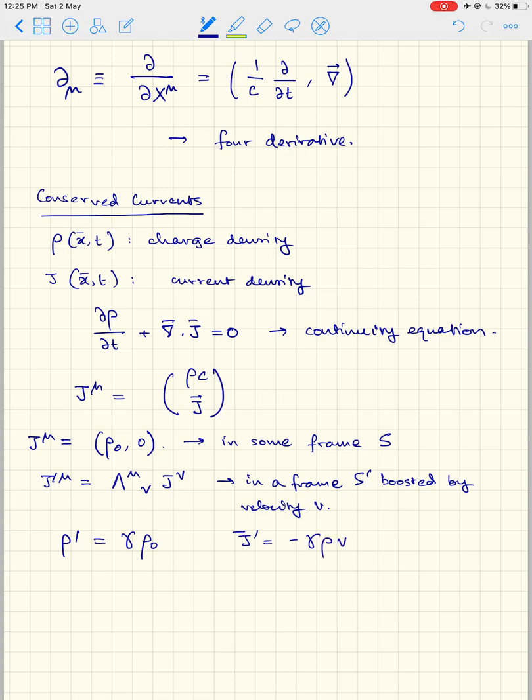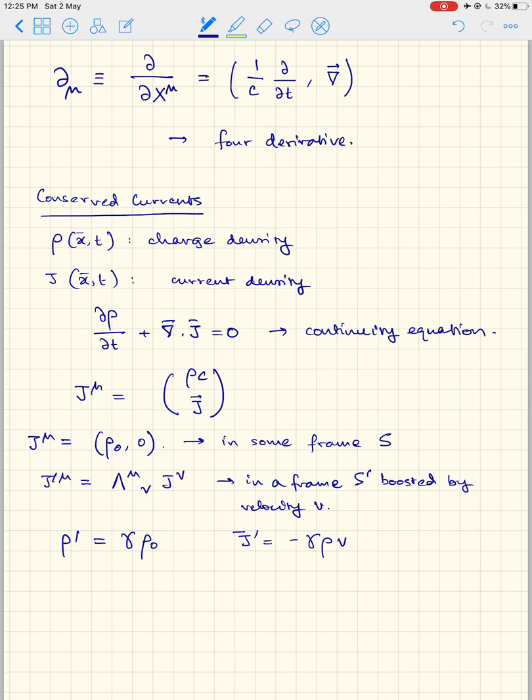So the first equation says that different observers will see different charge densities. This is because of Lorentz contraction. The volume will get squeezed because lengths parallel to the motion are going to undergo Lorentz contraction. So this is something that we have already seen.